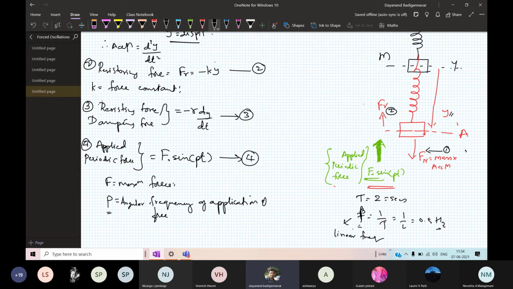Okay, got it. This is just for your explanation of what I have done, where p is the angular frequency.